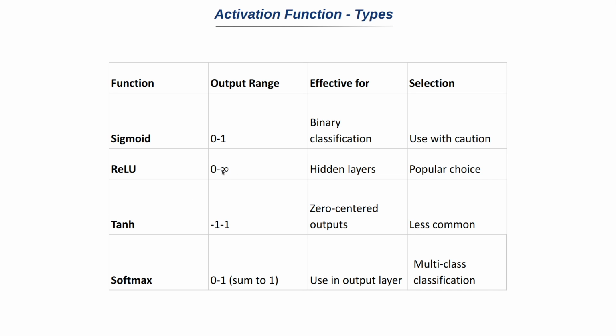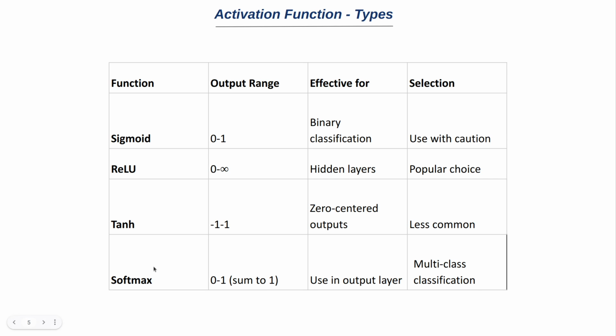Here the output range will be from 0 to infinity, because if the weighted sum is a positive number, it's always going to send that number directly. So there is no change to it, and this is widely used in the hidden layers. It's a popular choice as it's computationally efficient, and it also solves the vanishing gradient problem. Then you have tanh, and here the output values range from -1 to +1. This is zero centered, because your lower extreme is -1 and your upper extreme is +1. So you can use this whenever you want a zero centered output. Again, this is less common.